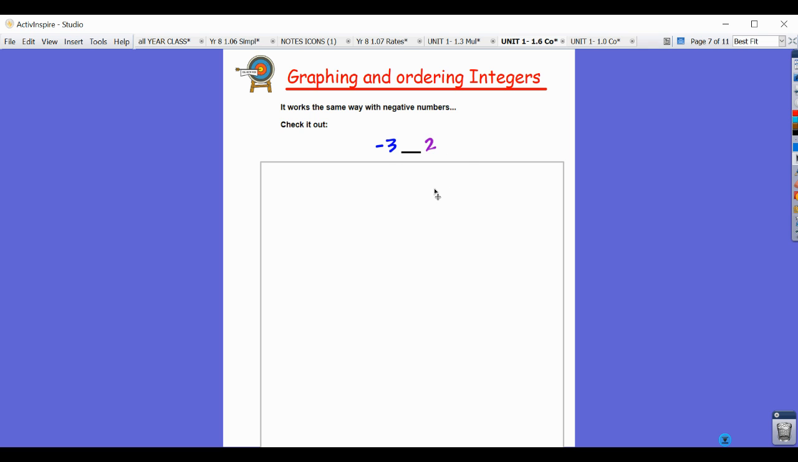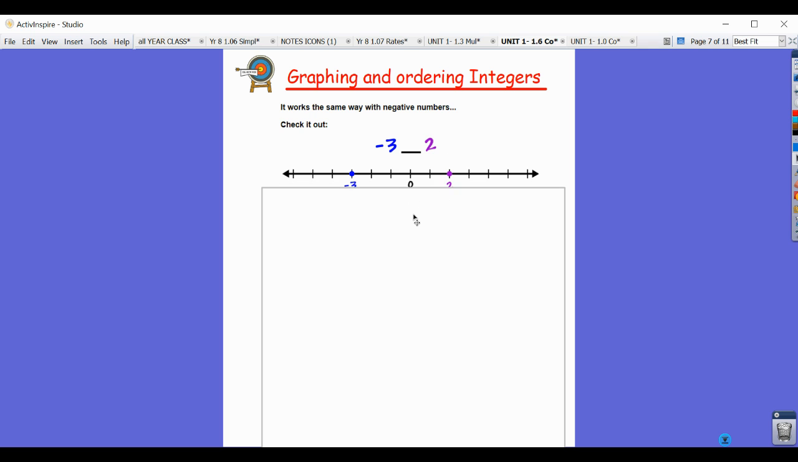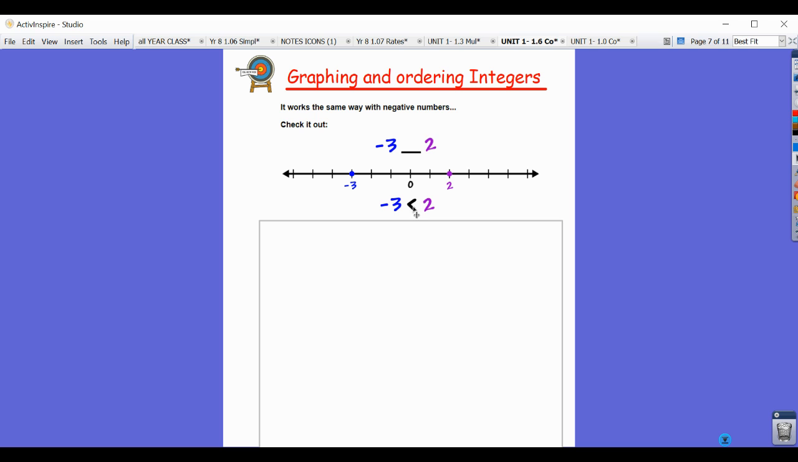So negative 3 and 2, which one is going to be the greater? Well, the negative 3 is going to be on the left-hand side of the number line, and the 2 is going to be on the right-hand side. So 2 is going to be on the right side of negative 3. Hence, negative 3 is less than 2, or 2 is greater than negative 3.